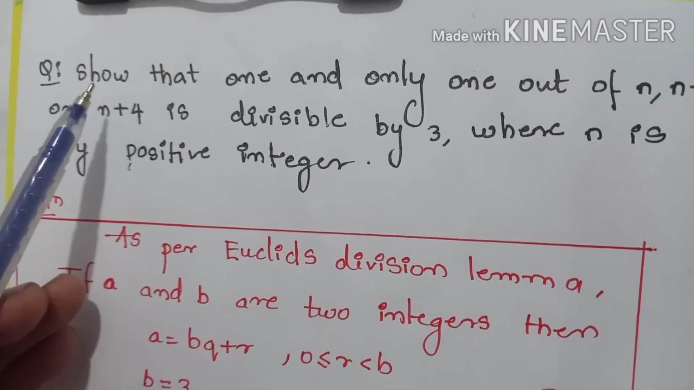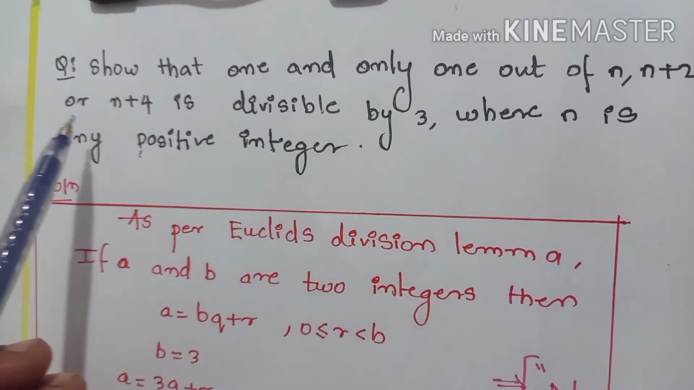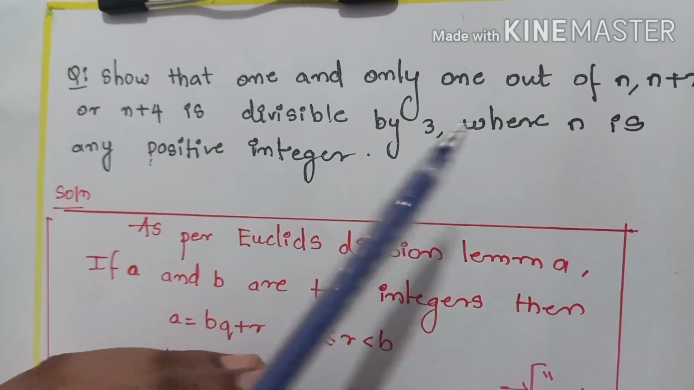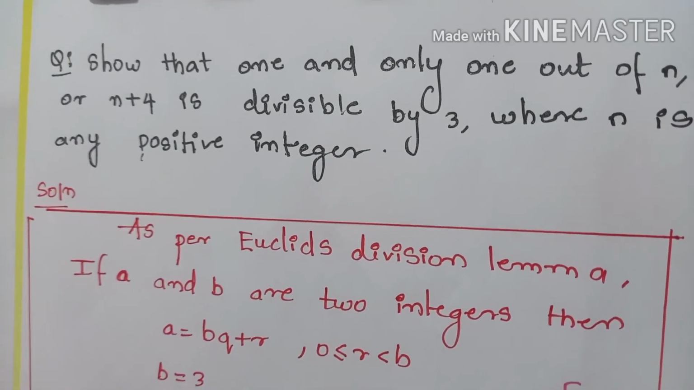Now another kind of proof: show that one and only one out of n plus 2 or n plus 4 is divisible by 3, where n is any positive integer. Now let's start the solution.